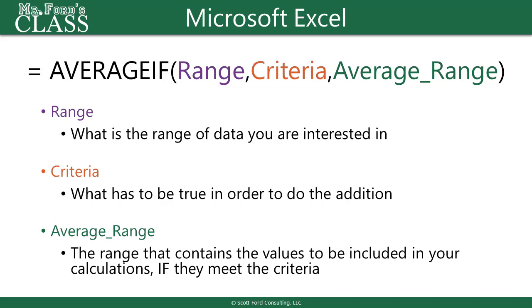So here's what it looks like. Average if, parentheses, range, again, that's the area that we're examining. The criteria, this is what is true or false. This is the condition that has to be met. And then the average range are the numbers we're actually putting together to find the average from.